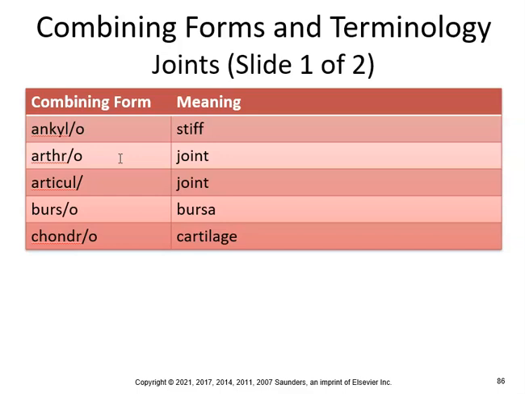So again, ankylosis is an abnormal stiffening and immobility of a joint. Arthro is arthritis, or you can have an arthroplasty, which is surgical repair of a joint. Articulo is a joint, so articular cartilage is cartilage found in the joint. Bursa, remember bursitis is inflammation of the bursa. Chondro, let's say you have achondroplasia, which means improper cartilage formation.